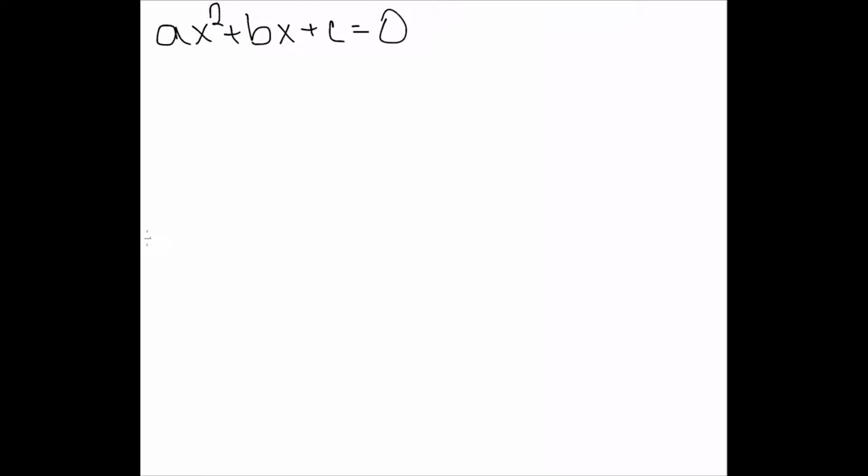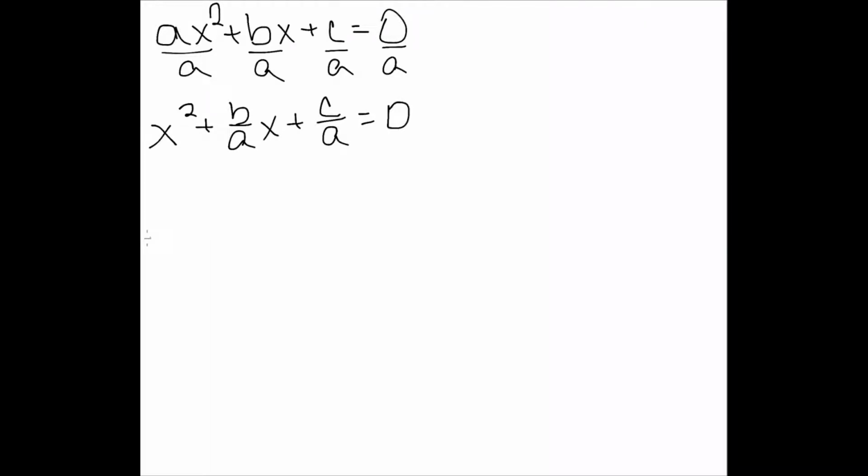So first, we have a number in front of x squared, so I need to divide everything by that number, which in this case is a. That leaves me with x squared plus b over a x plus c over a equal to 0. And I'm going to go ahead and subtract c over a from both sides. I then have x squared plus b over a x equal to negative c over a.